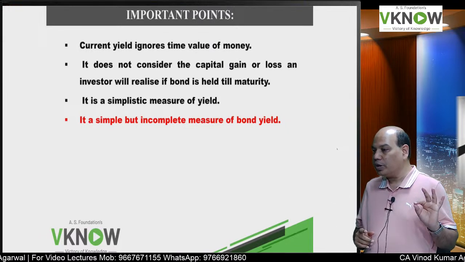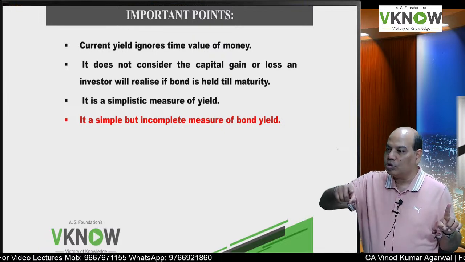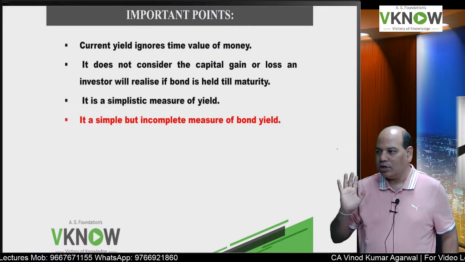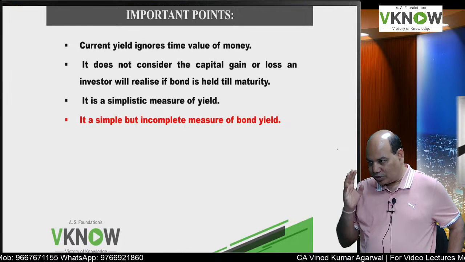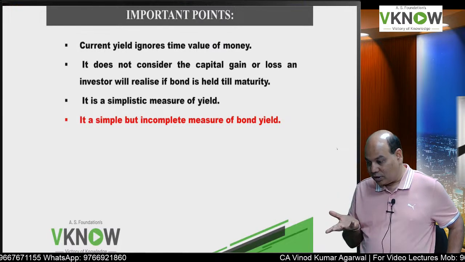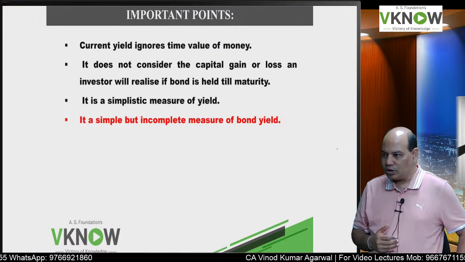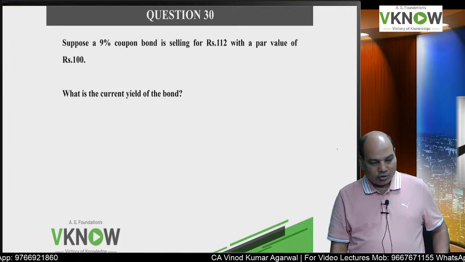What is a more appropriate method? YTM, because YTM takes into account all cash flows. Current yield only considers the annual coupon and the current market price. So it is simple, which does not require much headache, but it is an incomplete measure of bond yield. Okay, but still we have to learn current yield also.